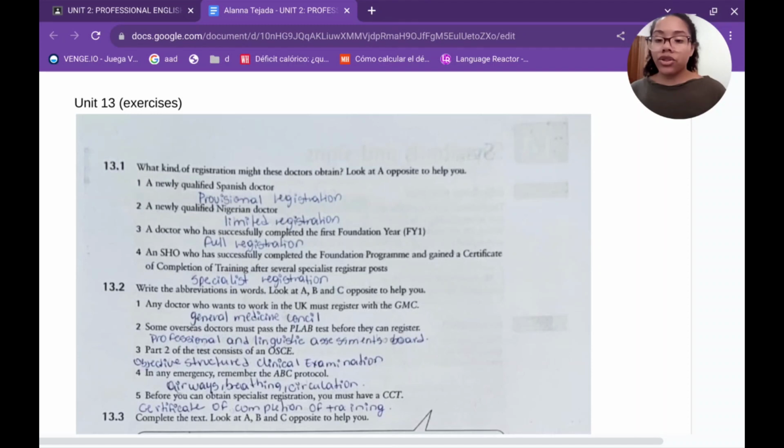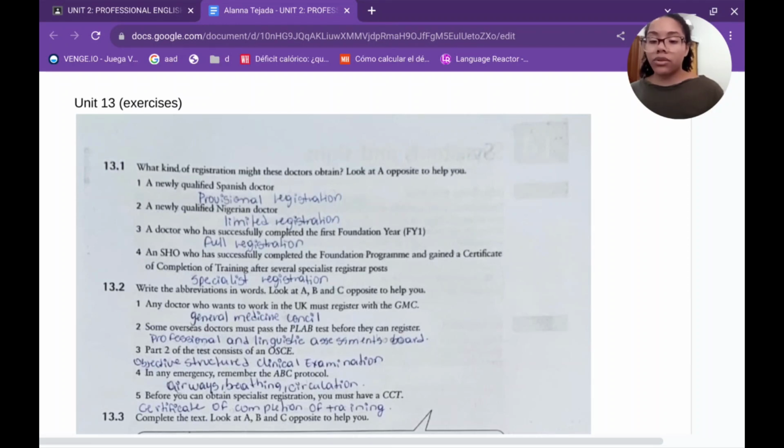An SHO who has successfully completed the foundation program and gained a certificate of completion of training after several specialist registrar posts, a specialist registration. Write the abbreviation in words. Look at A, B, and C opposite to help you.